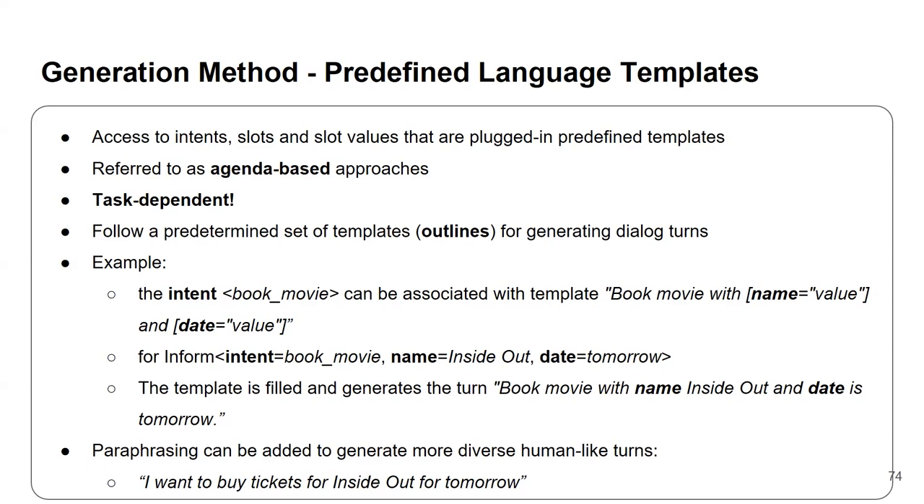So this is very easy, although it takes a lot of time, and now it's quite unnecessary. But that's what people used to do, and this doesn't create any kind of variety in the data, right? That's a very big problem. So most methods also add a paraphrasing step at the end as a way to augment data further. You don't only want one instance that says book movie with name Inside Out and date is tomorrow, but then you augment it to switch some words and say, hey, can you please book a movie, I want to buy a ticket for, and then you have multiple instances of the same example.